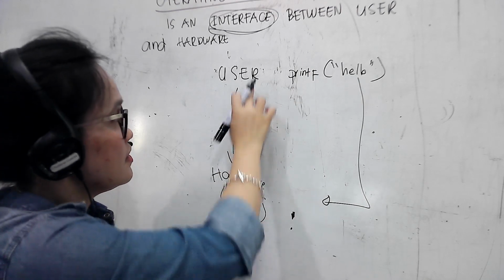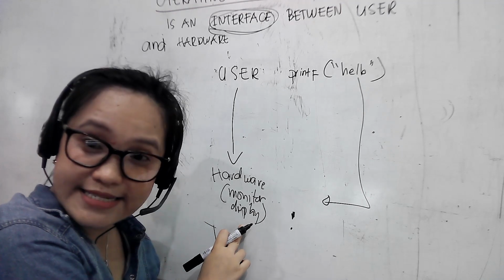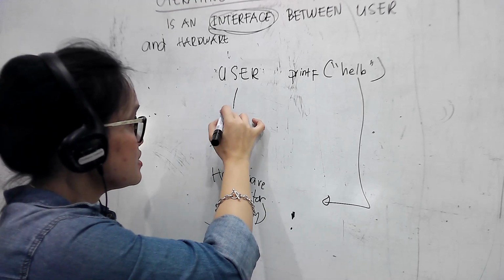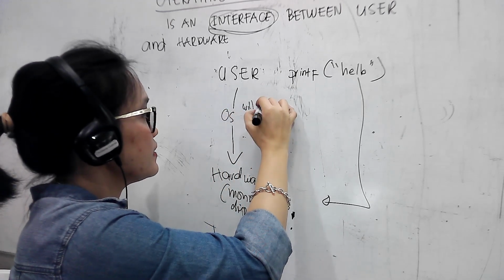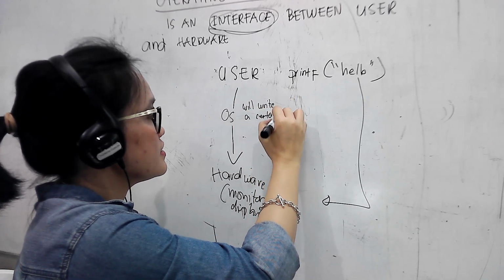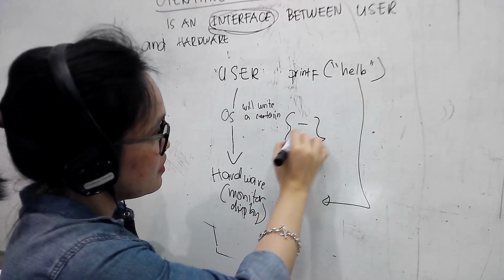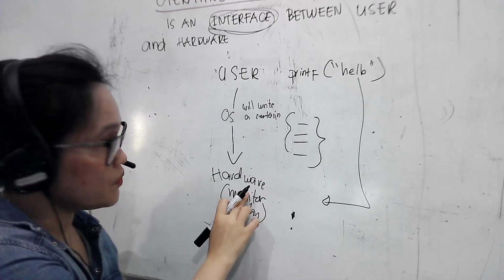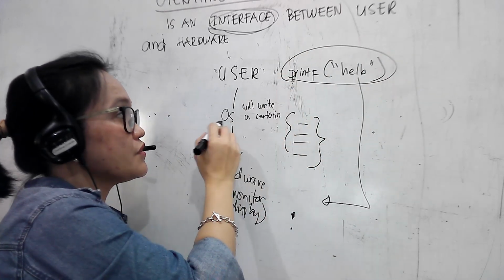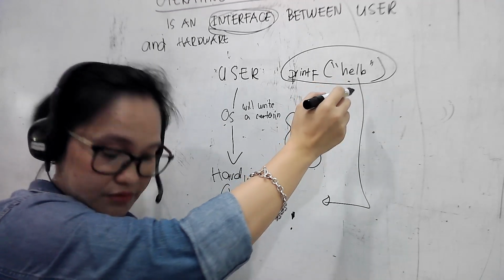are you sure that the user can directly work on it through the monitor or the hardware? It's not, right? Because in the middle, the OS will write a certain program for the hardware to understand. Because this is from our end, this is the user, but the OS will translate it in order that the machine can understand what this is all about, right?